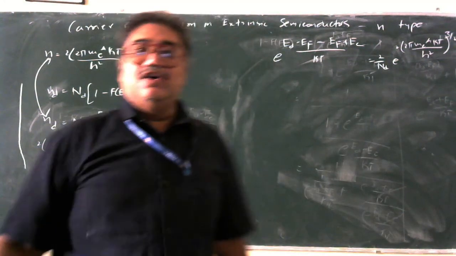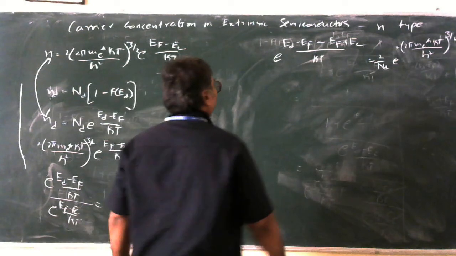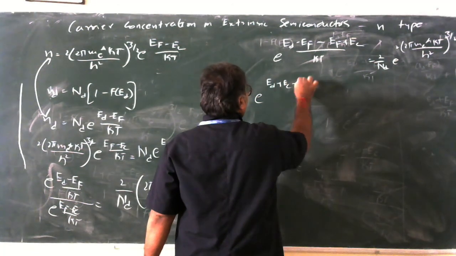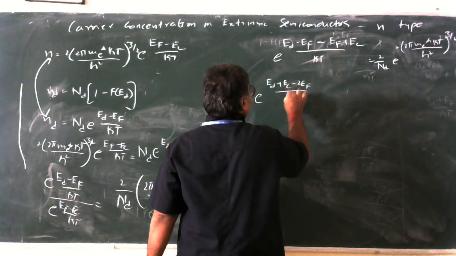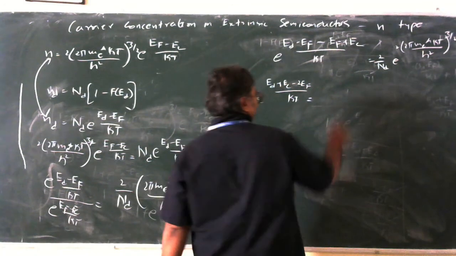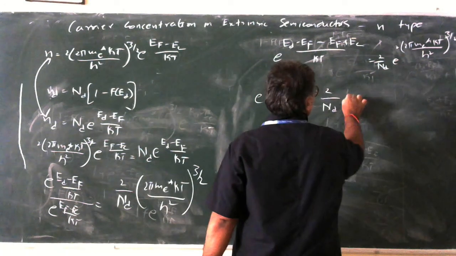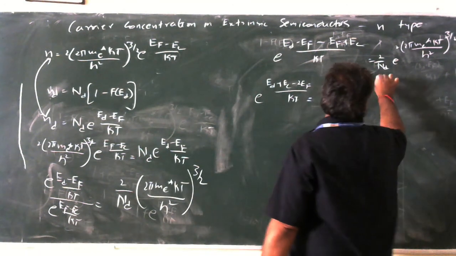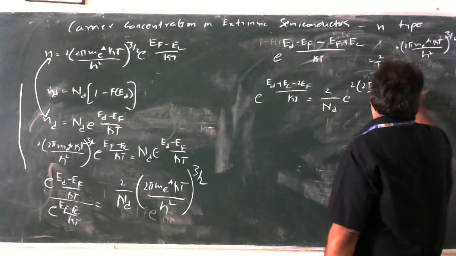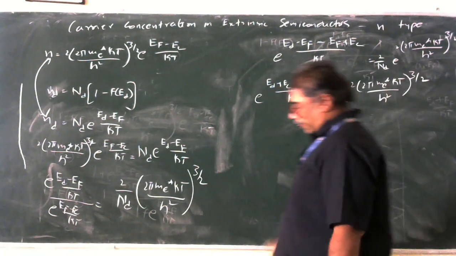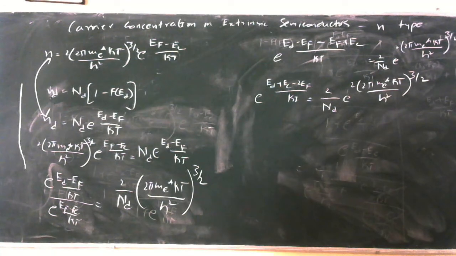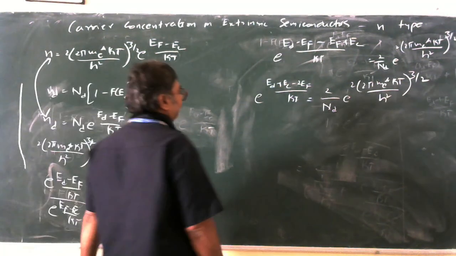So add all the common terms. So finally what are we going to get? Exponential of (ED plus EC minus 2EF) by KT. Also, what do we have on the other side? We have 2 by ND into (2 pi m e star KT by h square) whole power 3 by 2. So now, to remove the exponential, what are we going to do? Apply log on both sides. When we apply log on both sides, what are we going to get?